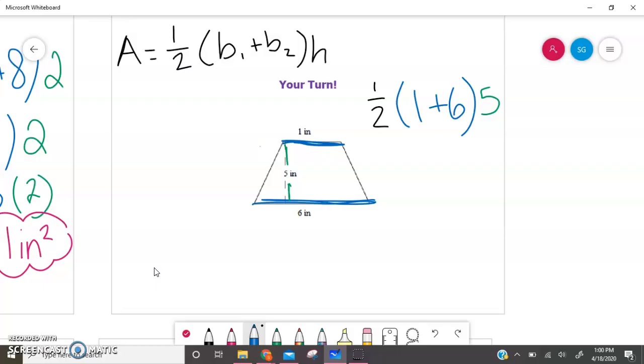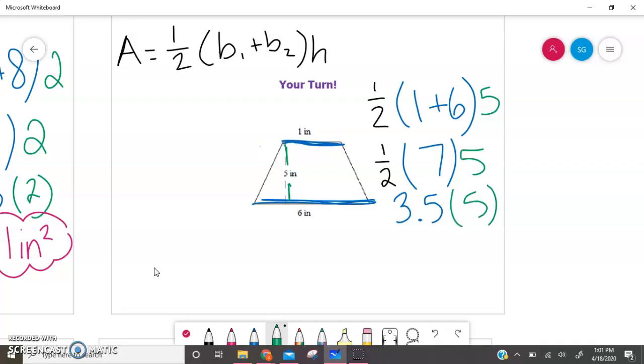The very first thing you should have done is added 6 plus 1, which is 7. And then we can continue with cutting that in half for the rest of your formula. So 1/2 of 7 should have given you 3.5, or 3.5 if you prefer decimals. And then you have one last step of multiplying that by 5, which leaves you with the final answer of 17.5. Remember, we need to label our answers, which is inches squared.